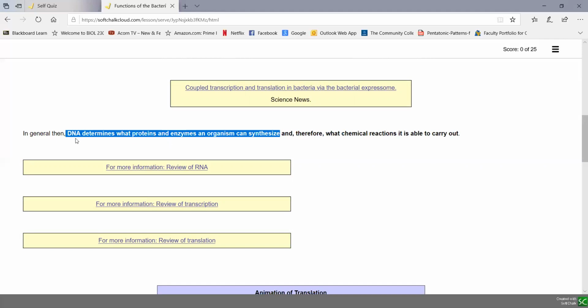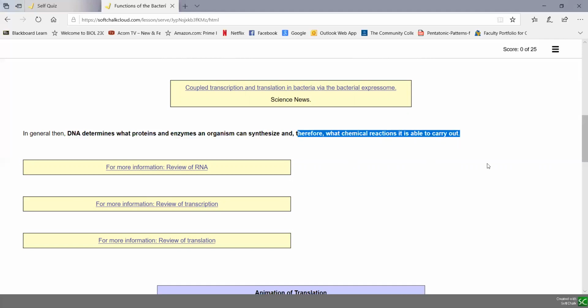So DNA ultimately determines the primary structure of a protein or enzyme, and because certain amino acids can pair with other amino acids in the chain, that determines the shape and the function of the enzyme. And of course, the enzymes then determine what chemical reactions that cell can carry out, and those chemical reactions determine the trait. So DNA ultimately determines the proteins and enzymes made, which then determines the chemical reactions that can be carried out, which then helps determine traits.